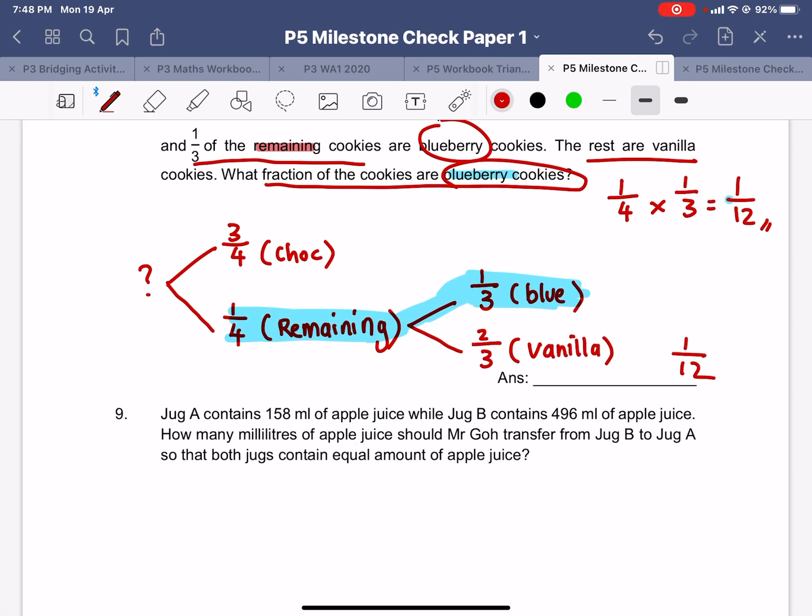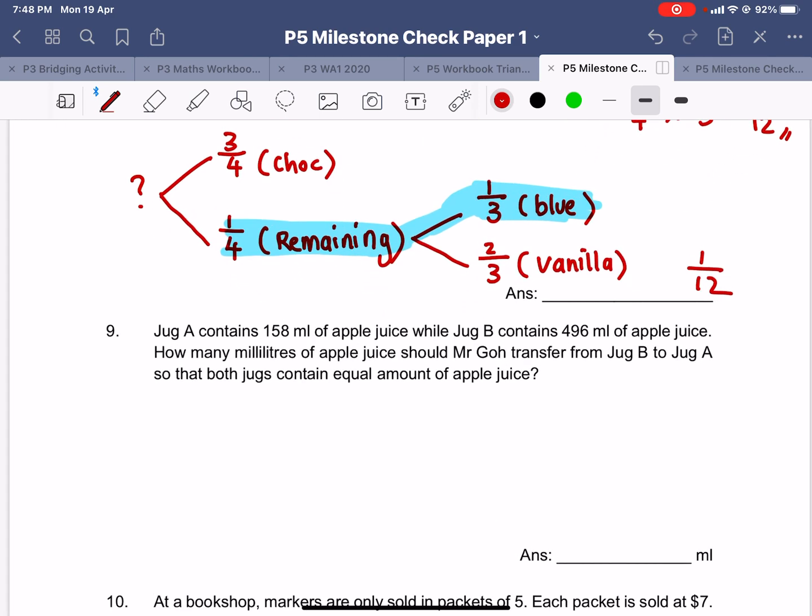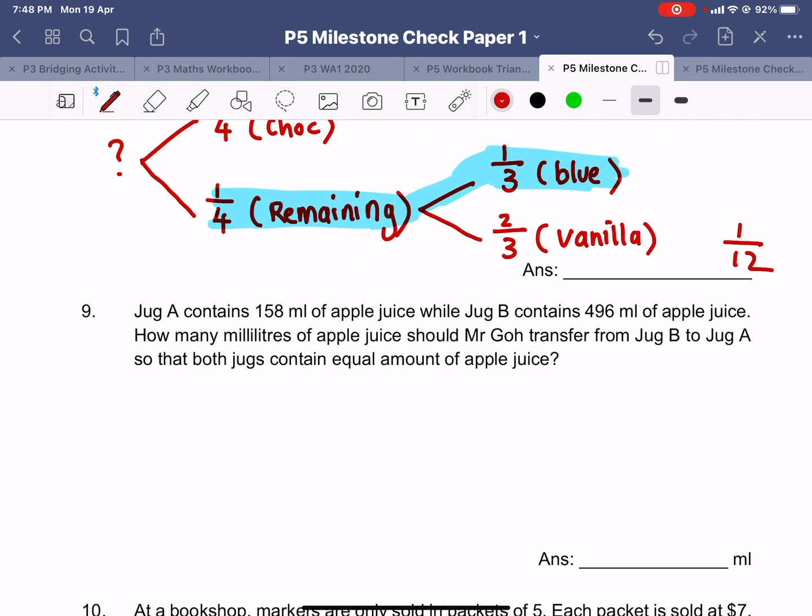Okay, now jug A and jug B. So this is a question about equal ending. So you have jug A that contains 158 and jug B contains 496. So you are doing some kind of a transfer. Whatever you transfer, both must have an equal amount. So the idea is this. If you are going to transfer in between both of them, the juice will still be the same at the end of the day, the total. So why not find out what is the total of these two jugs first?